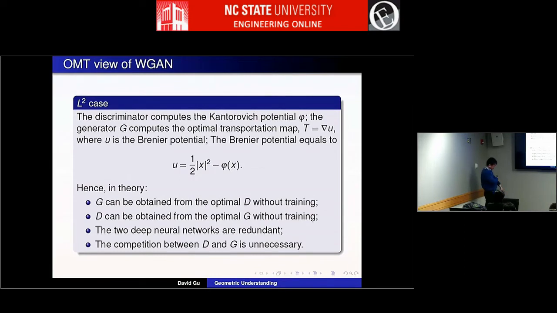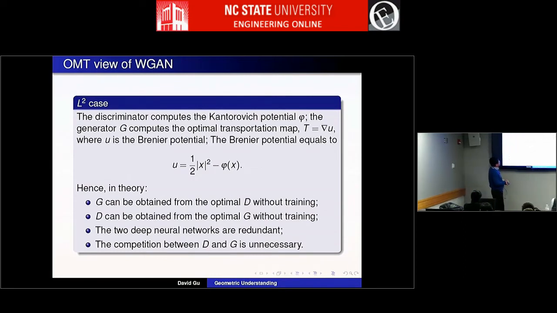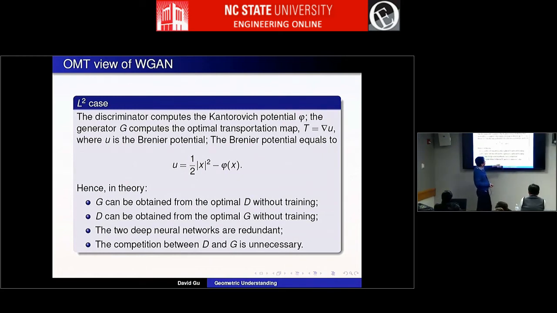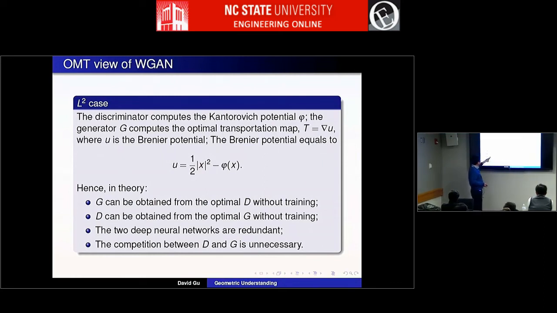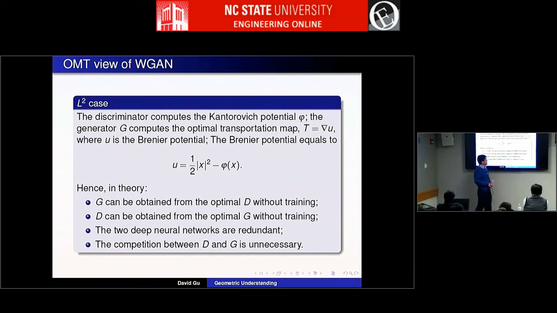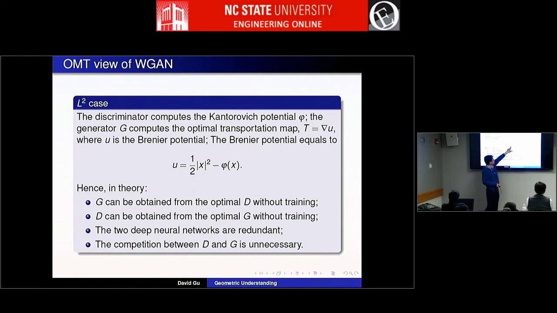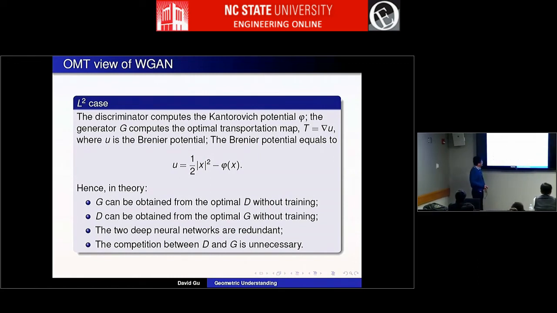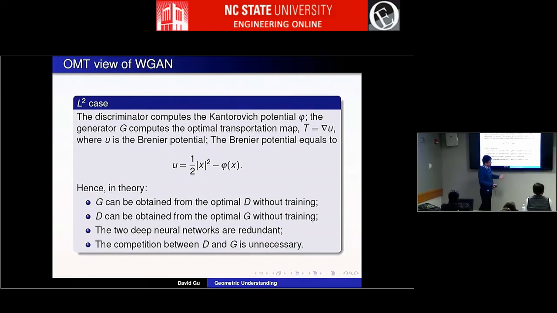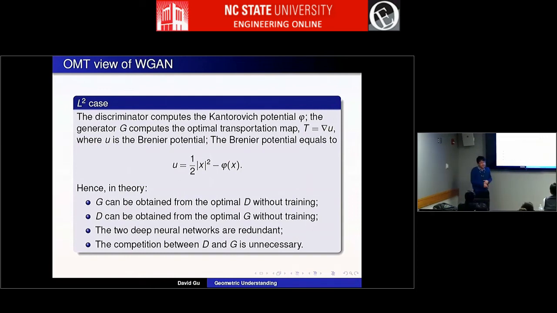But according to Brenier theory, we see that u equals 1/2 x norm squared minus phi, with phi representing the discriminator and u representing the generator. Therefore, T can be obtained from D without training. Also, D can be obtained from G without training. So the two deep neural networks are redundant, and the competition between D and G is unnecessary from this theoretic point of view.